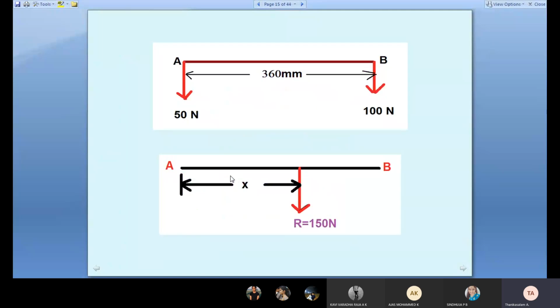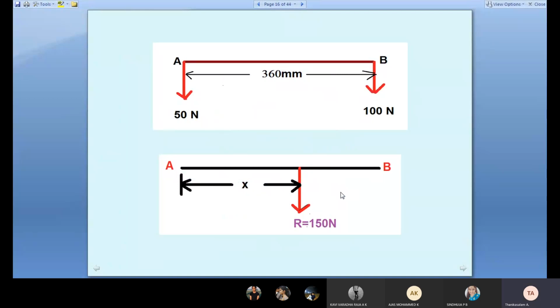See here, I have drawn the given diagram from the given statement. I converted the two forces into a single force. All the forces are vertical. I do not know where the resultant acts along AB, so I marked it approximately from A. From A, I drew the vertical downward resultant and marked 150 Newton. The distance I marked as X, since they asked for the X distance.